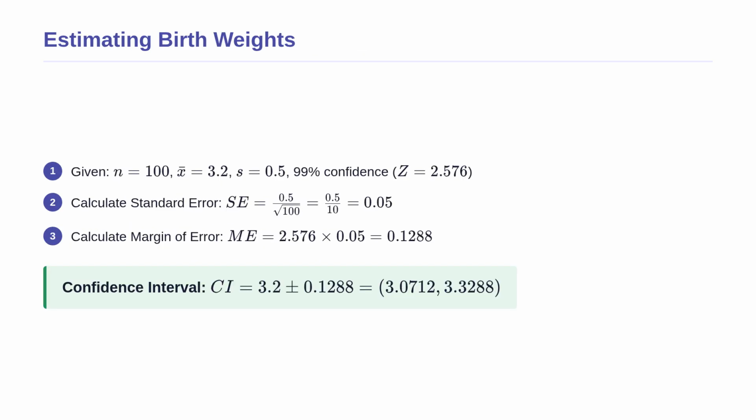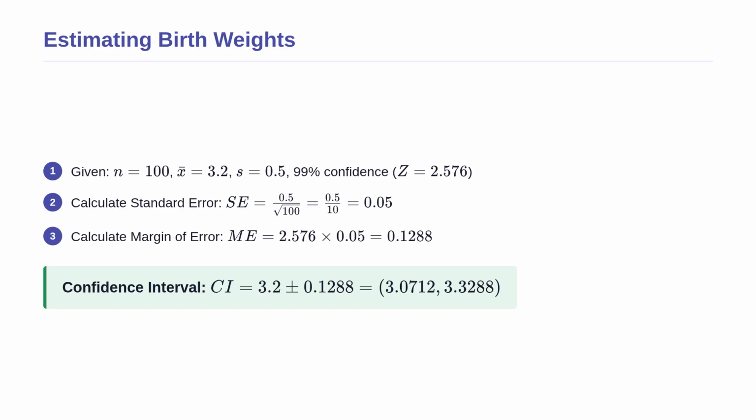Following up on that idea, let us look at a pediatrician studying the birth weights of newborn babies. He samples 100 babies and finds a mean of 3.2 kilograms with a standard deviation of 0.5. Because he wants 99% confidence, we use a larger Z-score of 2.576. First, we find the standard error. Dividing 0.5 by the square root of 100 gives a very small standard error of 0.05. The large sample size really helped shrink this.